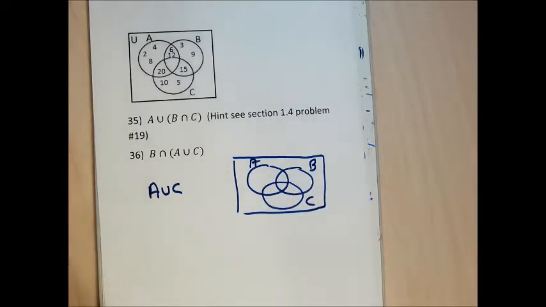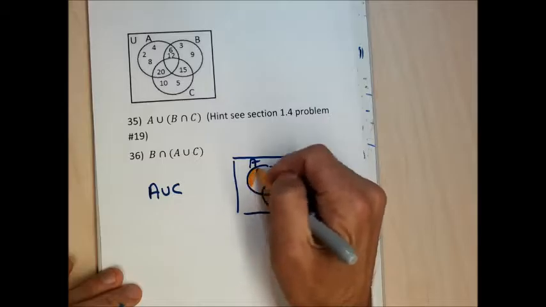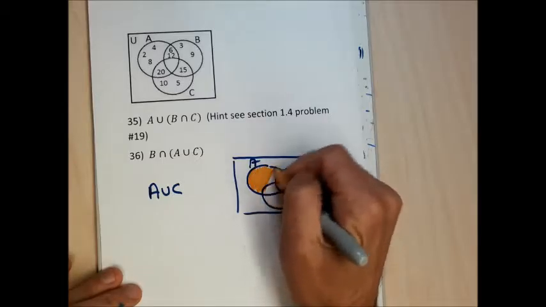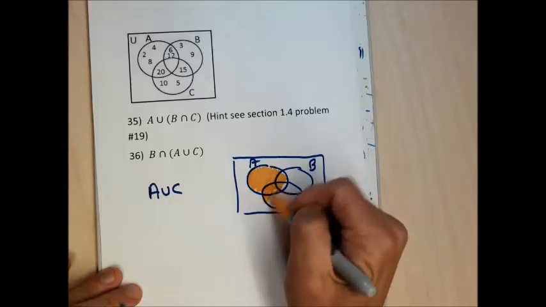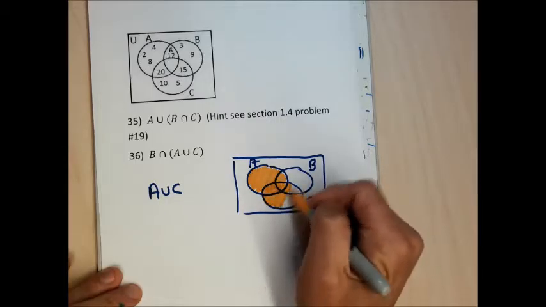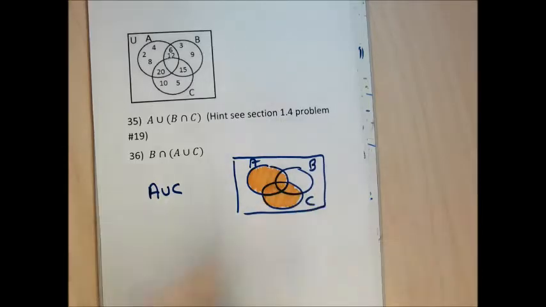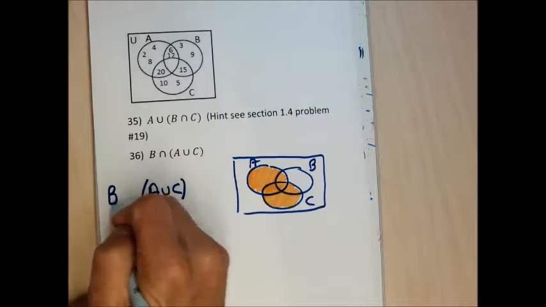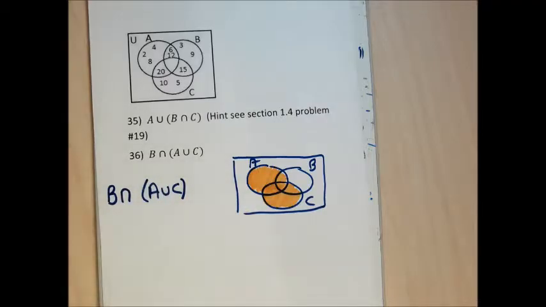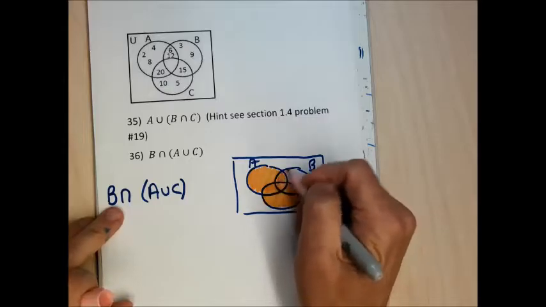A union C I get by first shading in the entire A circle. And then union, so I use the same color, and I'm going to draw in the entire C circle. So that's a picture of my A union C for problem 36. Now I need to intersect that with B. I need to pull out a new color, and now I'm going to shade the entire B circle in that new color.